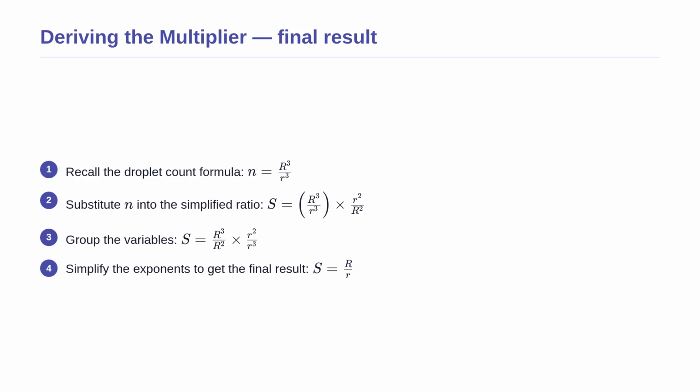We divide capital R cubed by capital R squared, which simply leaves capital R. Then we divide lowercase r squared by lowercase r cubed, which leaves lowercase r in the denominator. The intuition here is beautiful. All the complex geometry cancels out, proving that the surface area multiplier is simply the ratio of the large radius to the small radius.